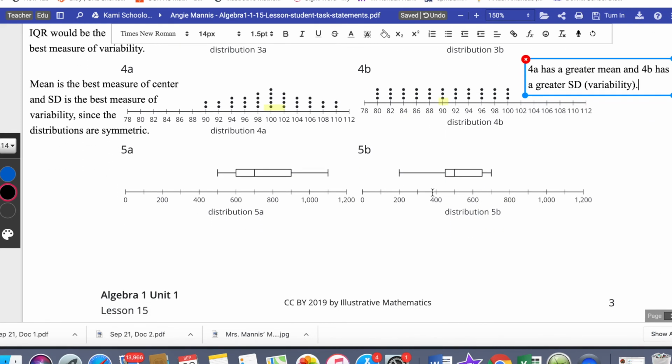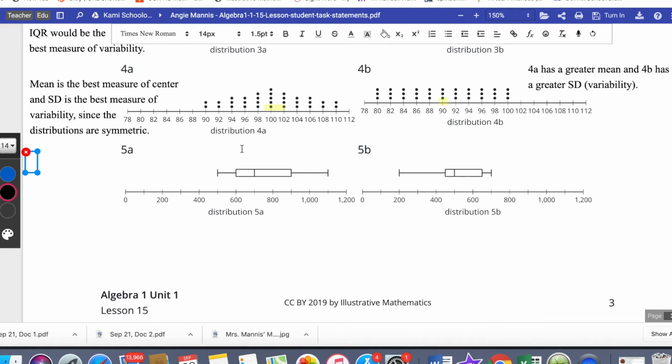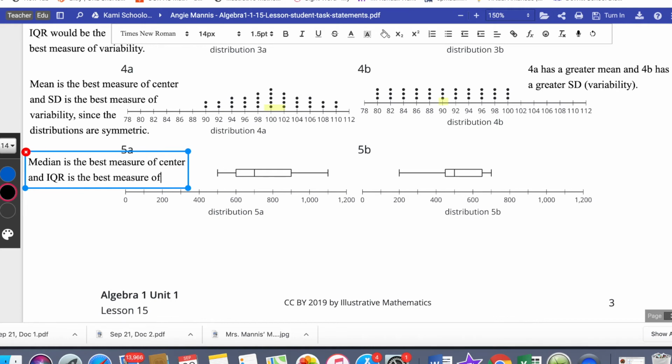Okay, looking at 5A and 5B, you cannot really tell if they're symmetric. They're not symmetric; they would be even on each side if they were. Also, we cannot calculate the mean, so we cannot use the mean as a measure of center here, because this is a box plot and we can't figure out the mean for a box plot. So median is the best measure of center, and if we use median, then IQR is the best measure of variability.